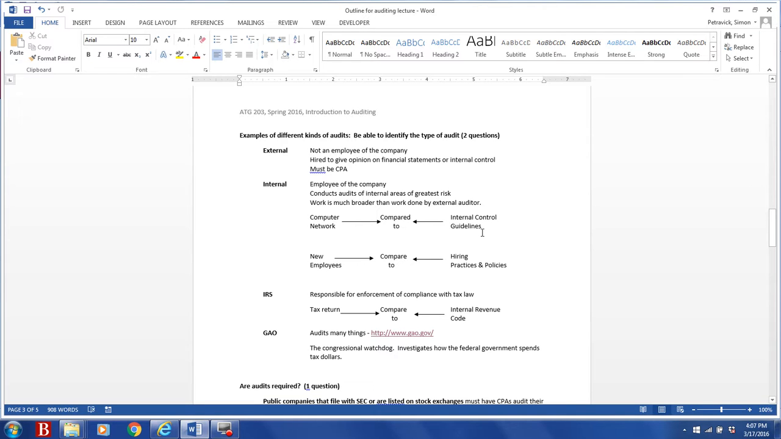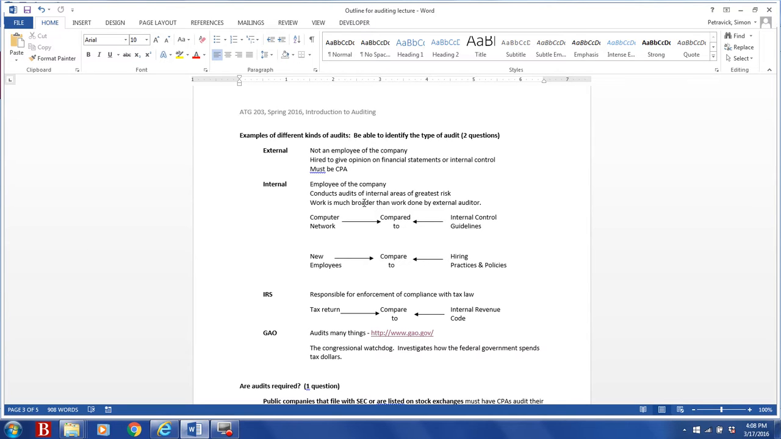On page 3, there's some information about different kinds of audits. What defines an audit would be the person doing the audit and the type of audit work that is done. The example I just spoke about, the audit of financial statements, is done by an external auditor, or sometimes the word independent auditor is used. So Deloitte and Touche or any CPA firm, they're not employees of the company. They're hired to give an opinion on the financial statements or the internal control.